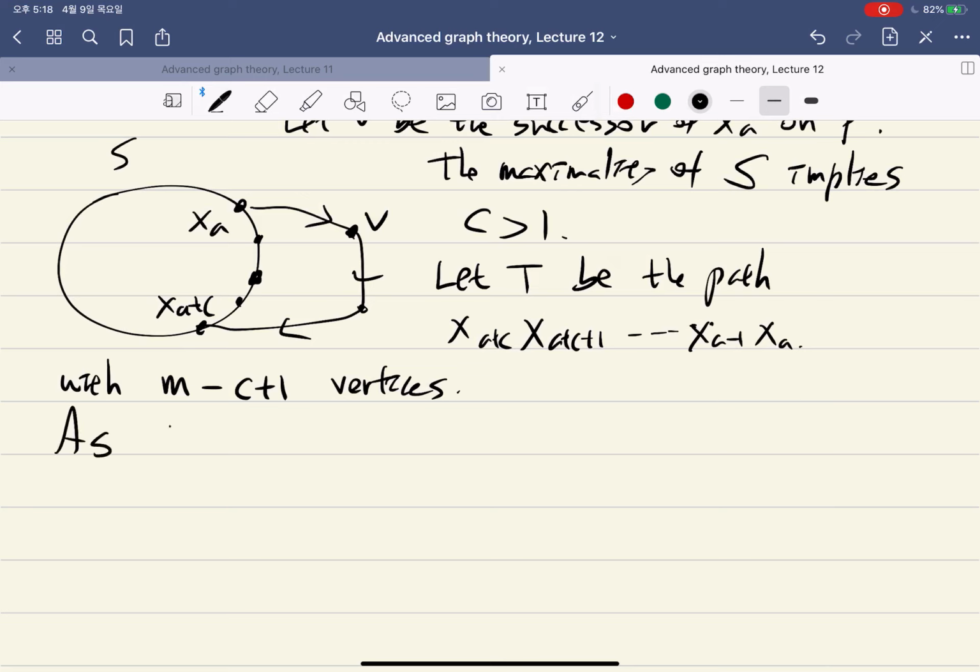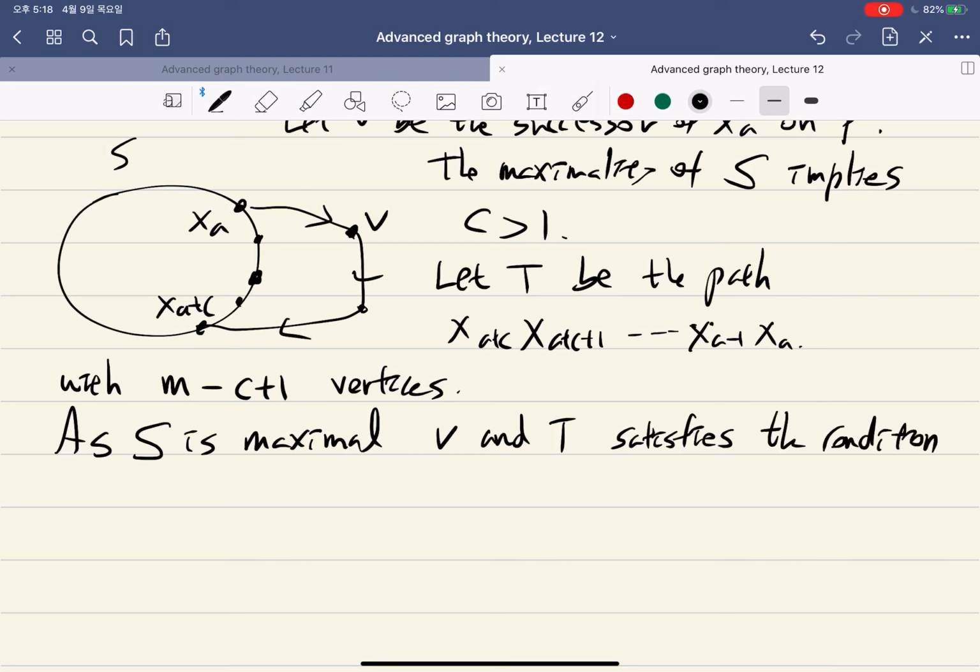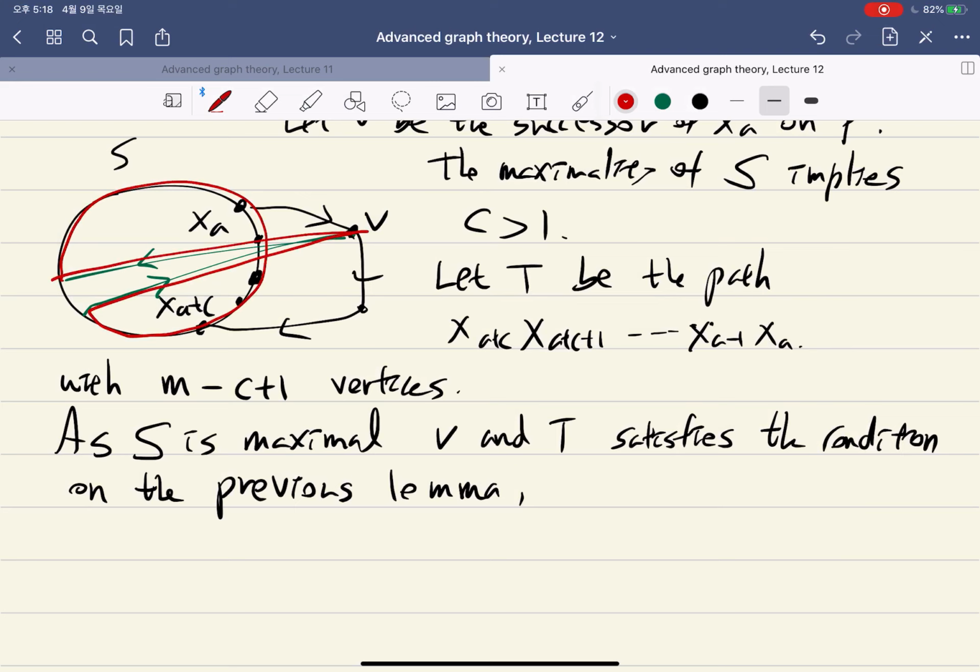And what do you know? As S is maximal, v and T satisfy the condition of the previous lemma. What does it mean is that if we have these two edges, then what do we have? We start here and then come back here to get a longer cycle than S, which is a contradiction to the maximality of S. So it satisfies that there are no v_i and v_{i+1} where one sends an edge and the other receives an edge. This doesn't happen.